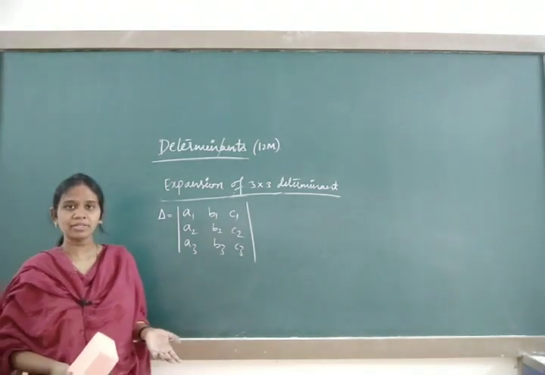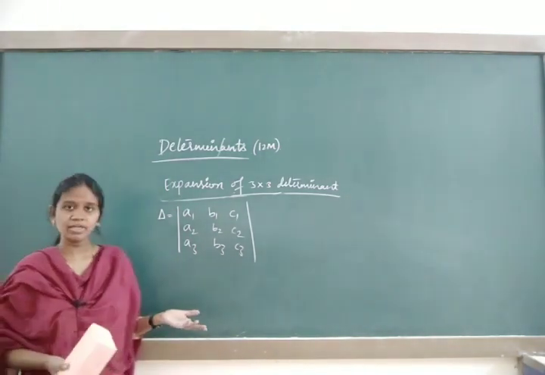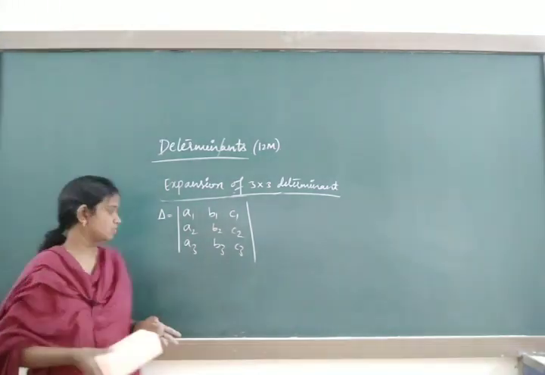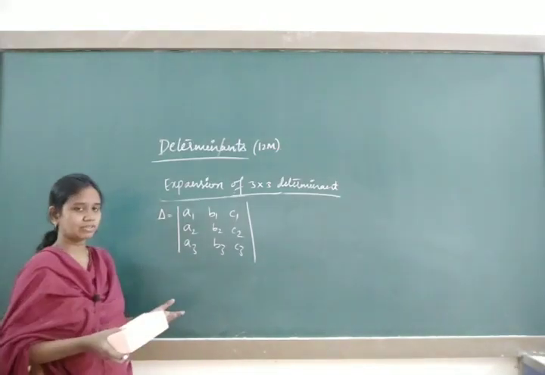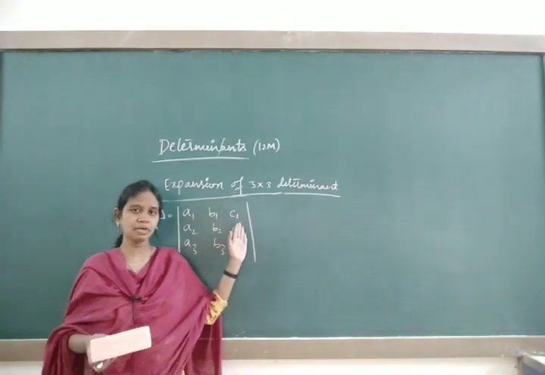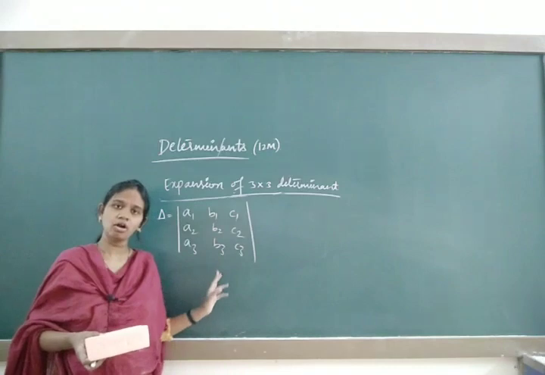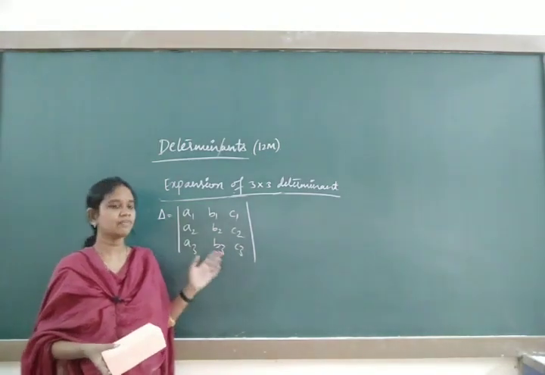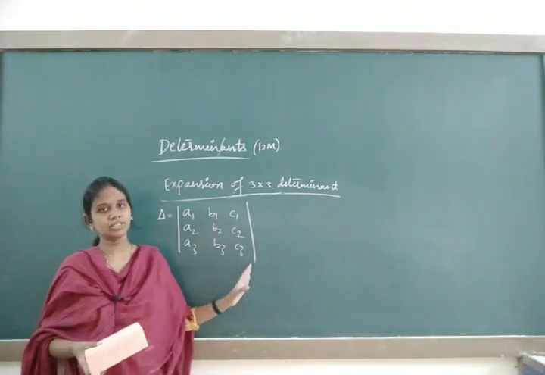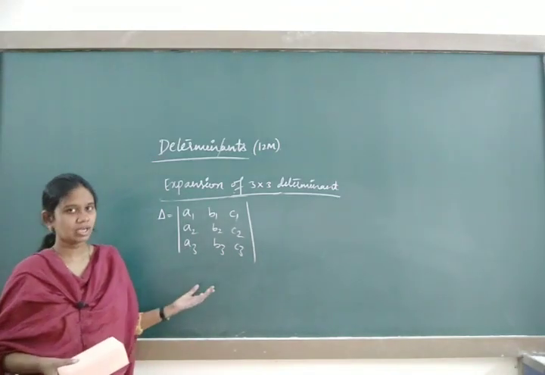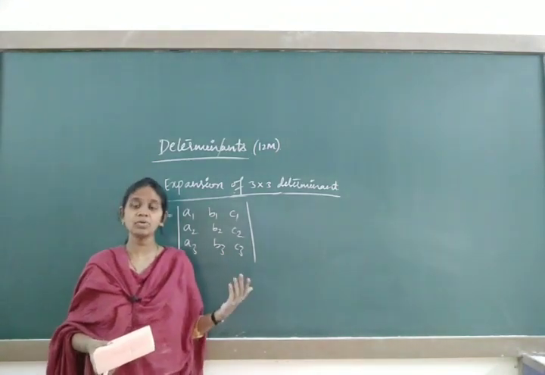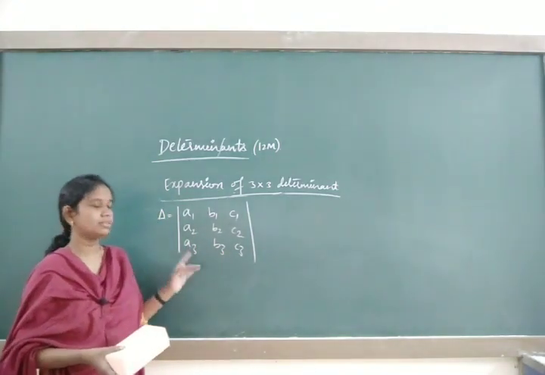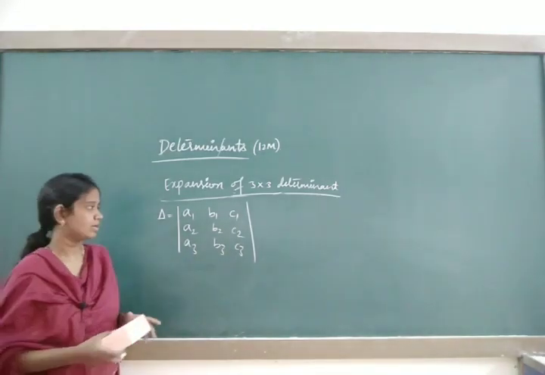Now how to expand this one? There is one method given by the mathematicians, which has 6 ways. Either you can expand with R1 or R2 or R3. Similarly, you can expand with C1, C2, C3. Column operations 3 are there, row operations 3 are there. Totally 6 ways to expand the 3 cross 3 determinant.